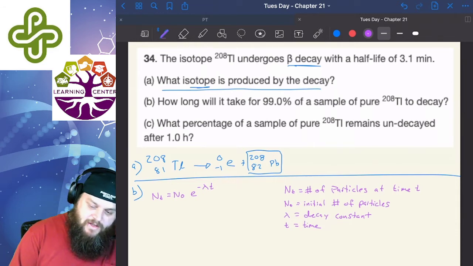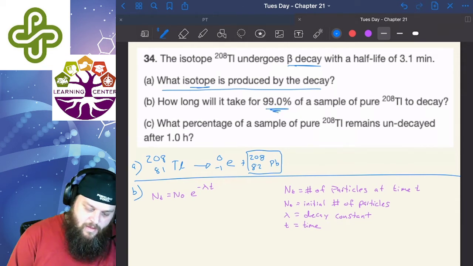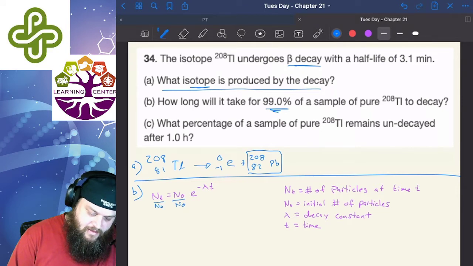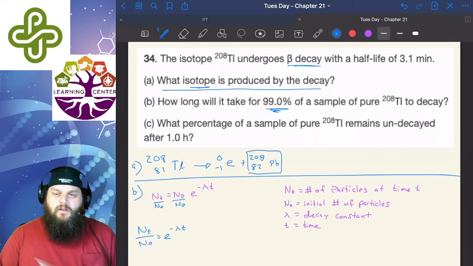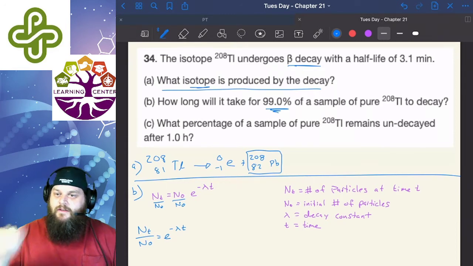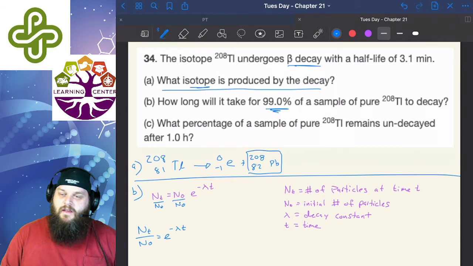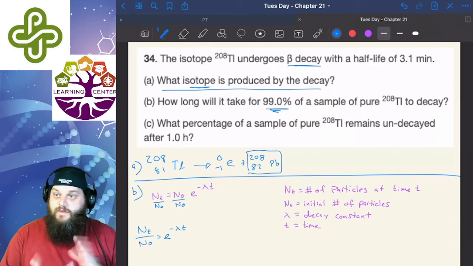So using this equation, if we're looking for 99% of it, we can rearrange this just by dividing by N naught on both sides. And we get N of t over N naught is equal to e to the power negative lambda t. And that fraction is basically a fraction of the original. N of t is how much is left divided by how much was there initially. And we can turn that fraction, which will always be less than 1, into a percentage.